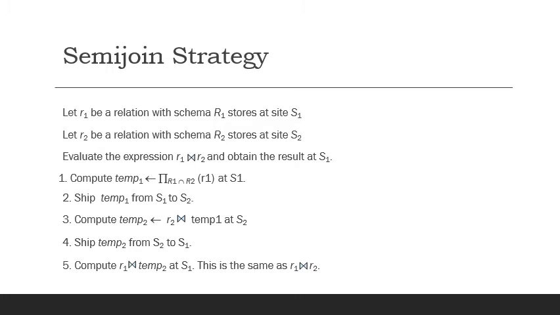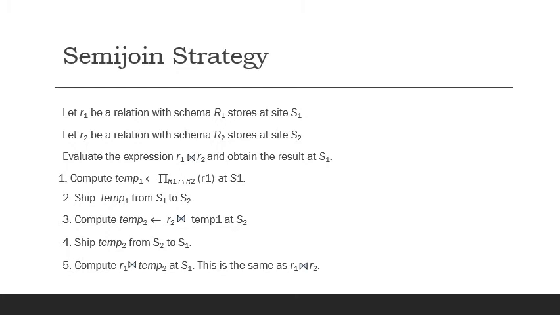A possible strategy to accomplish all this is: first, compute temp1 as the projection of R1 intersection R2 on R1 at S1. Then ship temp1 from S1 to S2. Compute temp2 as R2 join temp1 at S2. Ship temp2 from S2 to S1. Compute R1 join temp2 at S1. The resulting relation is the same as R1 join R2.